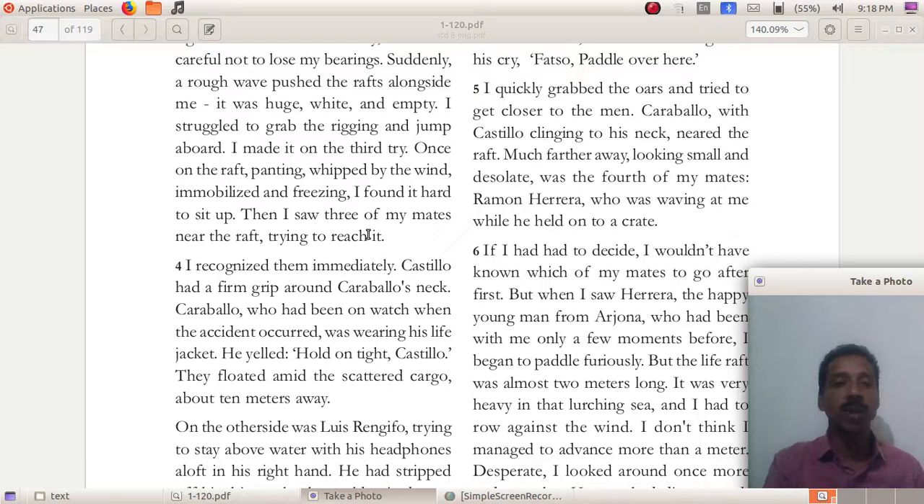Castillo had a firm grip around Carabello's neck. Castillo, one. What was he doing? A firm grip around Carabello's neck.